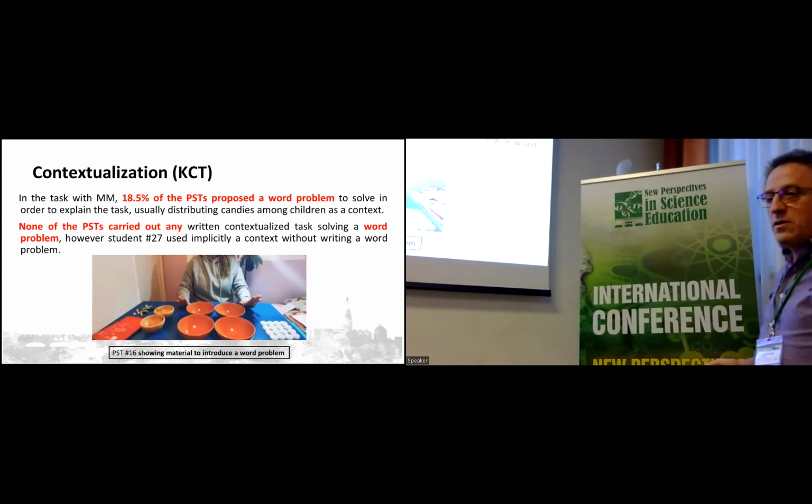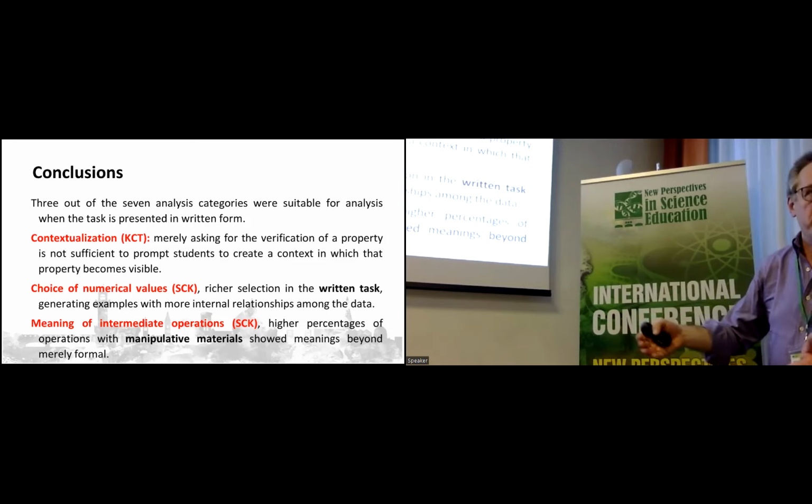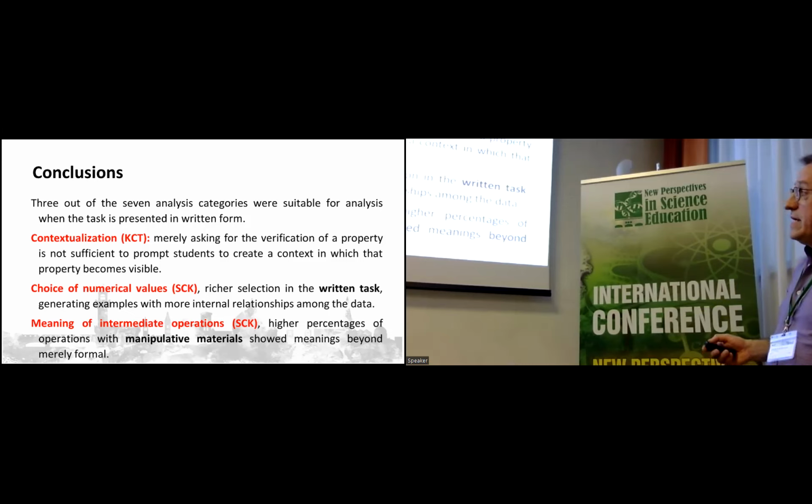So just as a matter of conclusion, our 3 variables for the contextualization. Merely asking for the verification of a property is not enough to prompt students to create a context. You have to force them, or maybe be more specific about what we want. The choice of numerical values was richer in the written task. And the meaning of intermediate operations was better, with wider meanings, more meanings, when they were using manipulative materials.